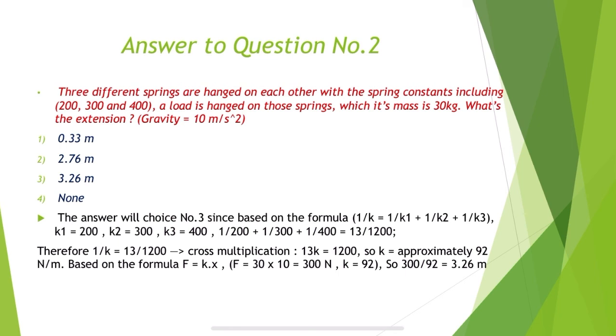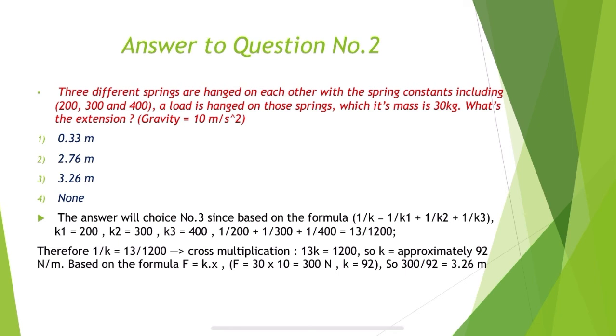So 1 over k will be equivalent to 13 over 1200. And that's not the final step. At first, cross multiplication. So 13k equals 1200. So k is approximately equal to 92 Newton per meter.